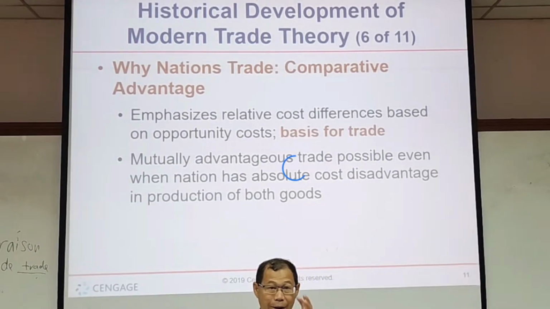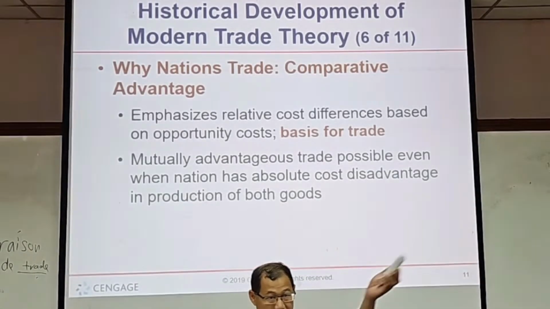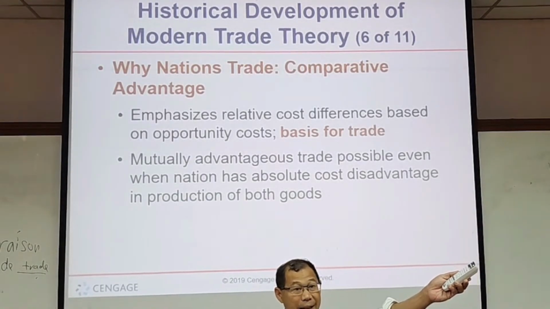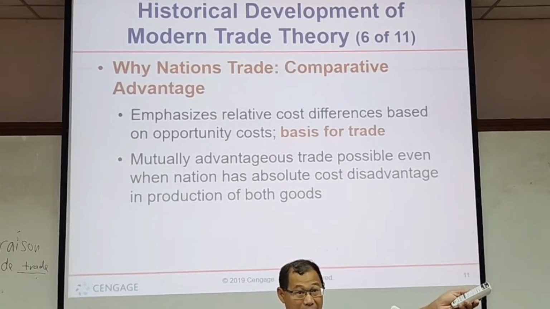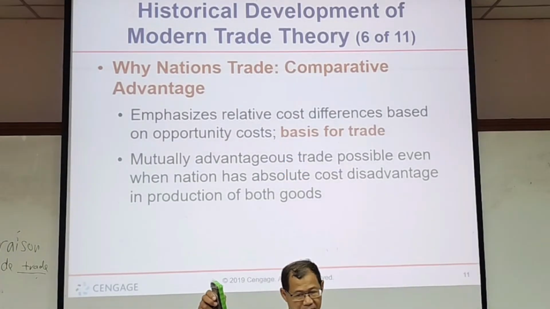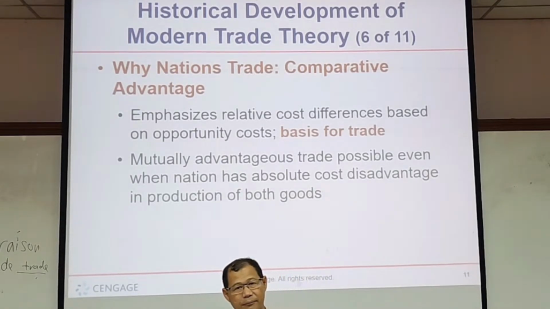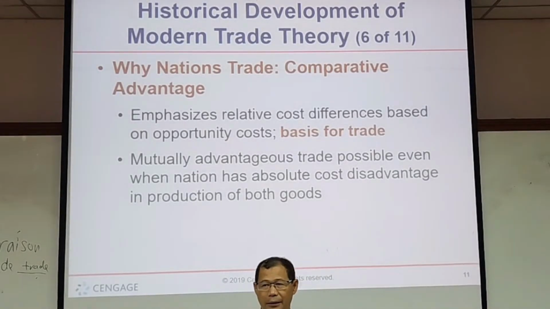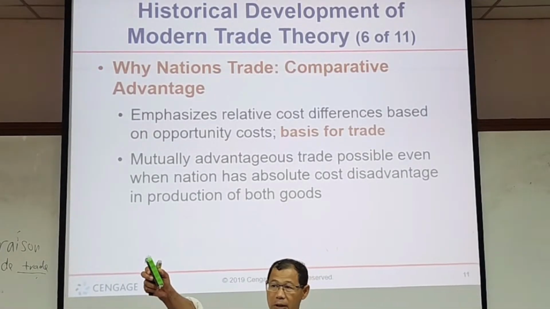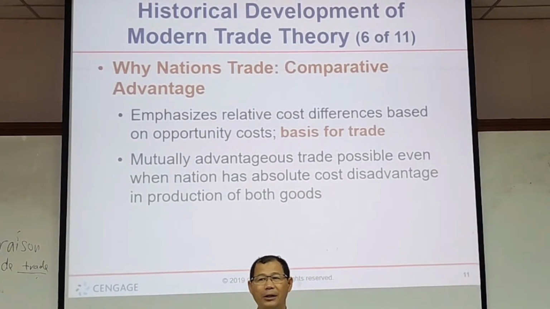The autarkic price is only $5 for that product X. After you trade, you can sell it for $7 at the world market. You gain. That country gains $2 with trading. Of course, you may say that country will pay much higher, previously 15, 20. No. It didn't pay at all because it was autarkic. No trading.